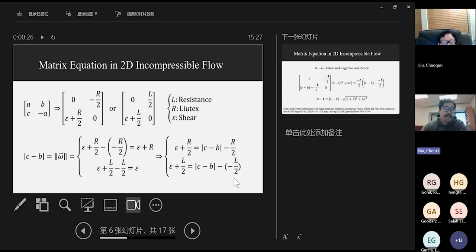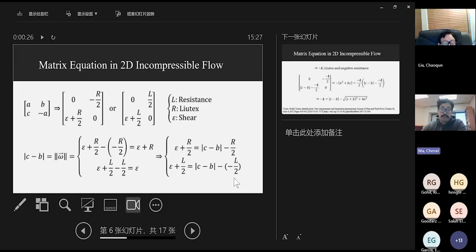Again, we start from A, B, C, negative A for the velocity gradient matrix. We can transfer it to the principal coordinates through a special orthogonal transformation. It will look like 0, negative R over 2, epsilon plus R over 2, 0 for a rotational point, or 0, L over 2, epsilon plus L over 2, 0 for a non-rotational point. Here L stands for the resistance, R stands for the Liutex, and epsilon stands for the shear.